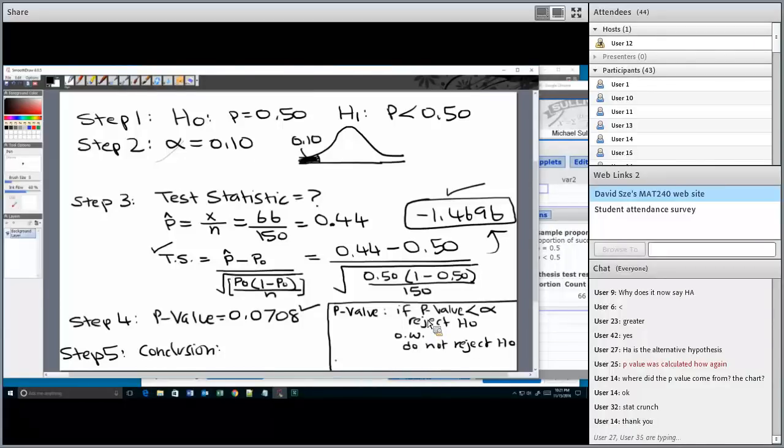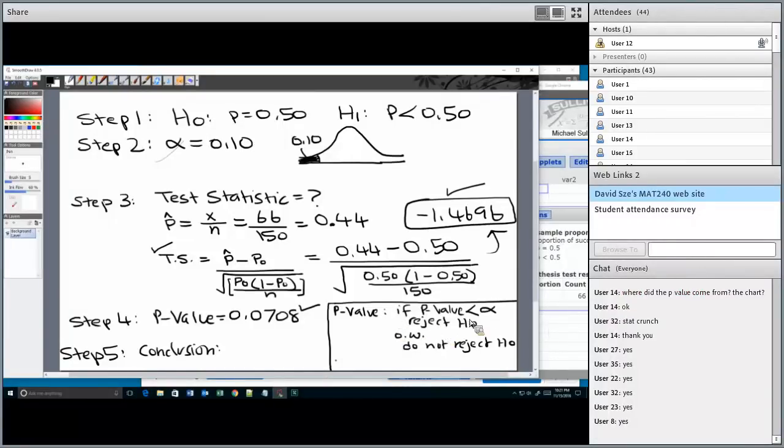So tell me if that makes sense. It's a very simple rule. This rule you have to remember. Very simple rule. If the p-value that you calculated is less than alpha, reject the null hypothesis. Otherwise, do not reject the null hypothesis. Now, what does it mean? Why do we do this?